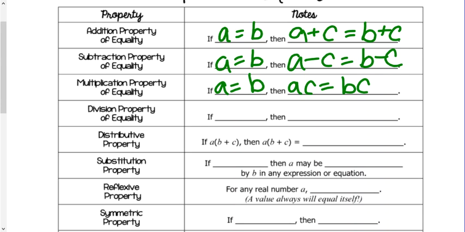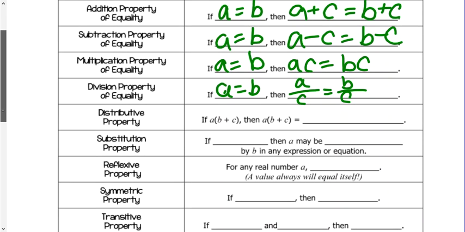The last one, division property of equality, if you have A equal to B, and you divide A by C, that'll be equal to the same thing as long as you're dividing by C there as well. Okay? The distributive property.